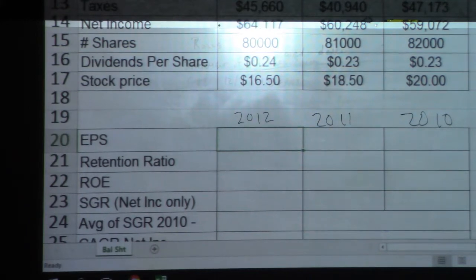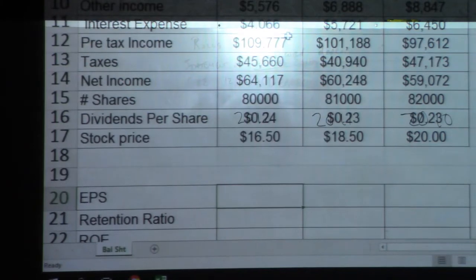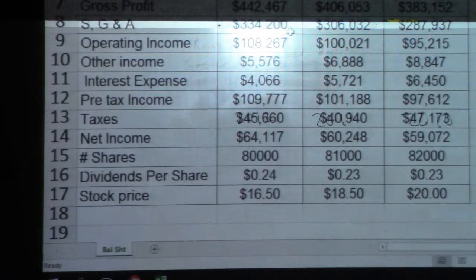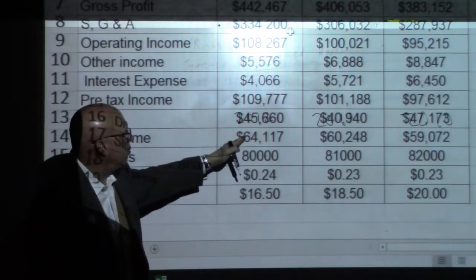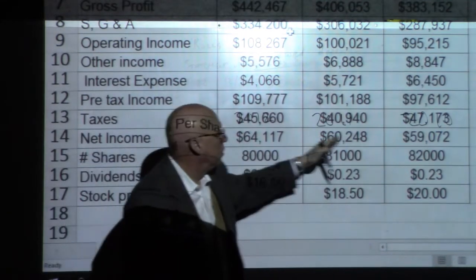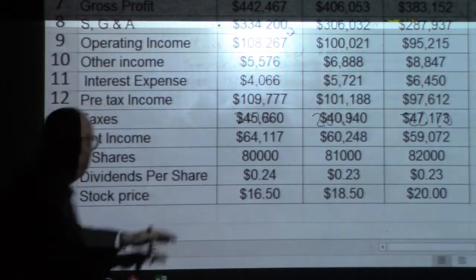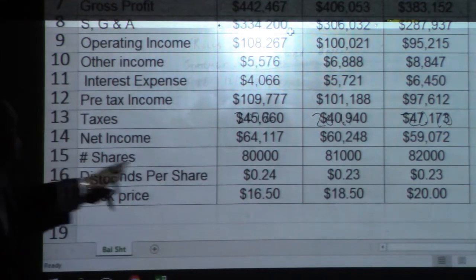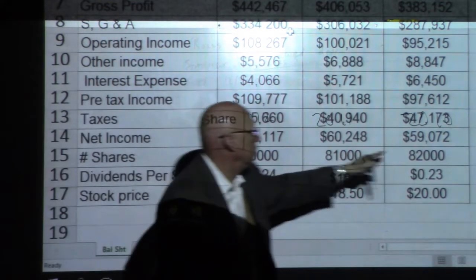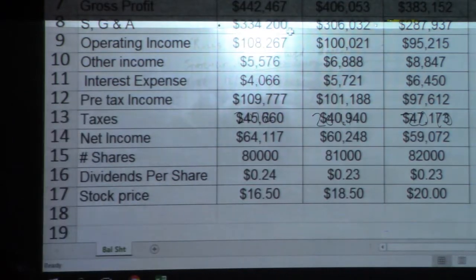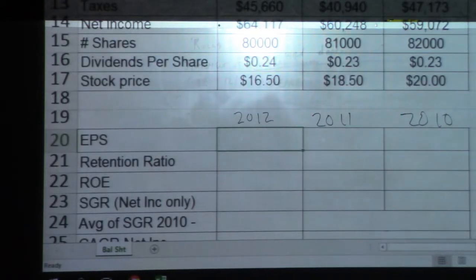All right, so let's calculate earnings per share. So where are we going to go to get earnings per share? So we're going to go up in the income statement, and we're going to go up to net income. Okay, and we're going to put net income in the numerator, and we're going to put the number of shares in the denominator to get earnings per share.